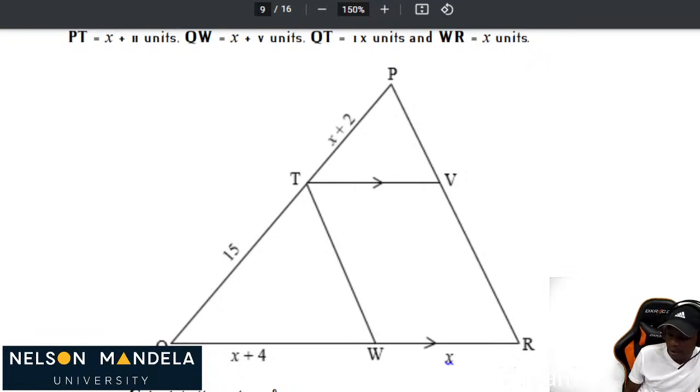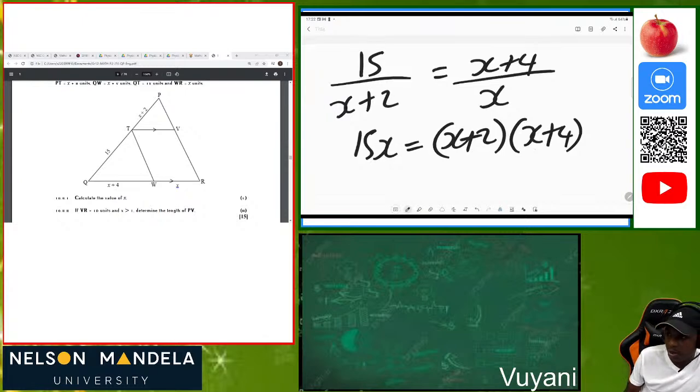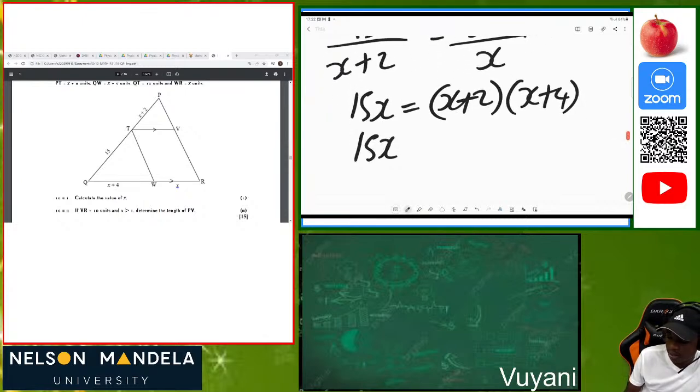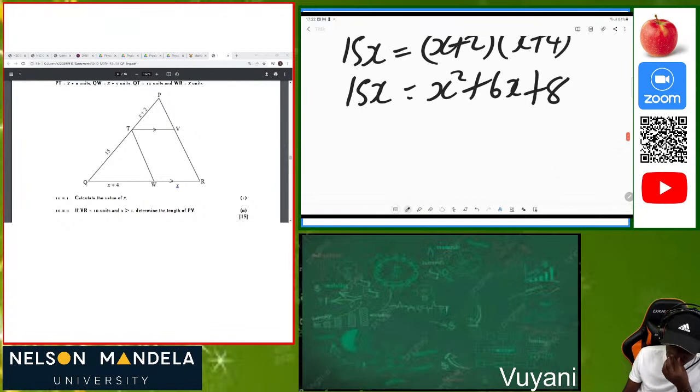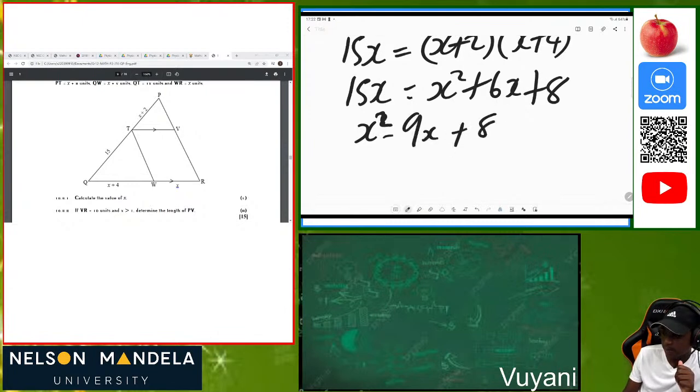Okay, now let's solve for x. Everyone knows that we cross multiply, then we have 15x, then we have x plus 2 and x plus 4. Then you apply your algebra skills. 15x, then that will be x squared plus 4x plus 2x, that's plus 6x, and 2 times 4 is 8. Then we transpose 15x to this side, so it's x squared plus 6x minus 15x, which is minus 9x, plus 8 is equal to 0.